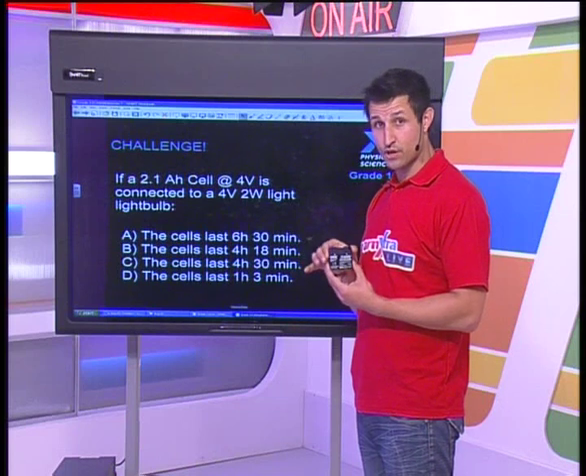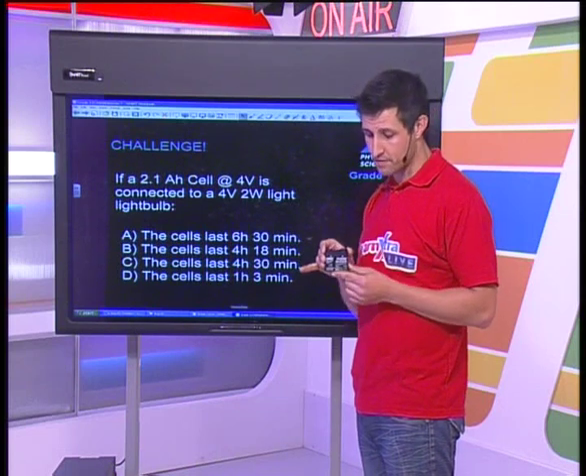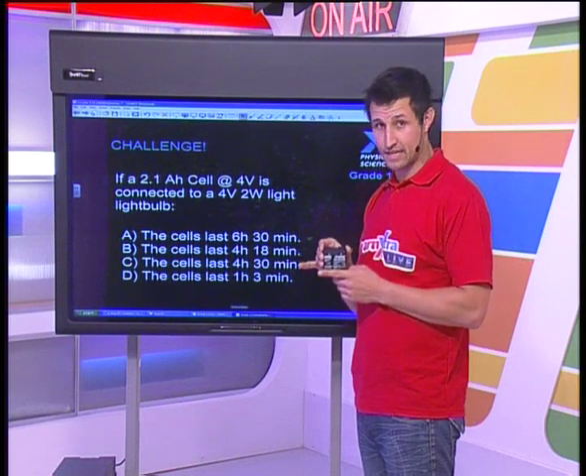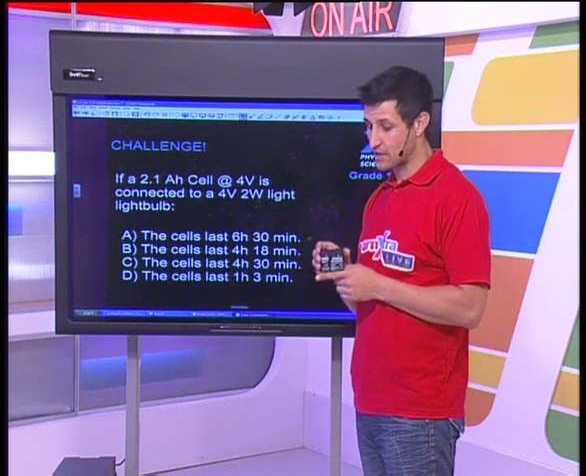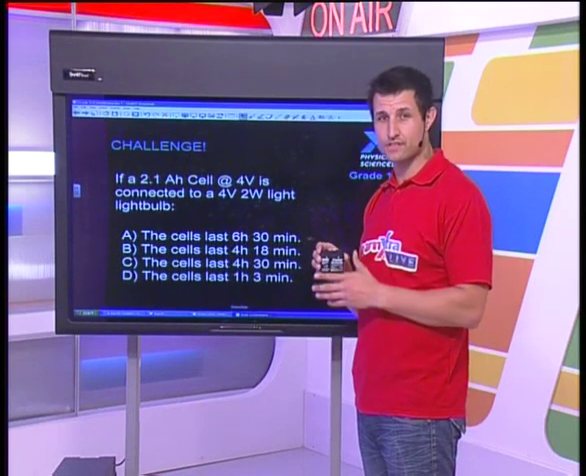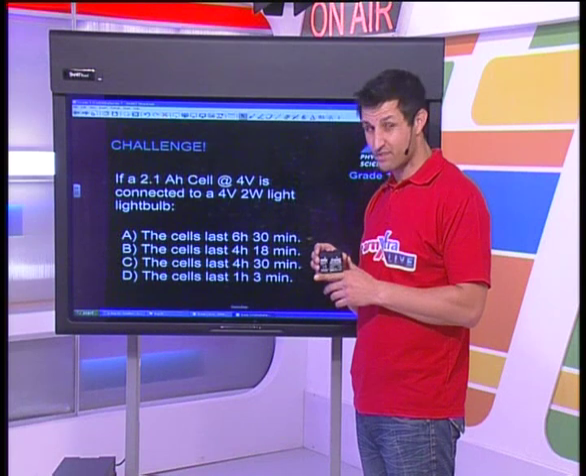Okay, so here we go. Here's my combination of cells together. This is the exact cell which is inside your challenge question. Now, if I connect this to a 2 watt bulb, how long is it going to be giving out for? In other words, I want to know the time that it's going to last for. Bit of a challenging question.